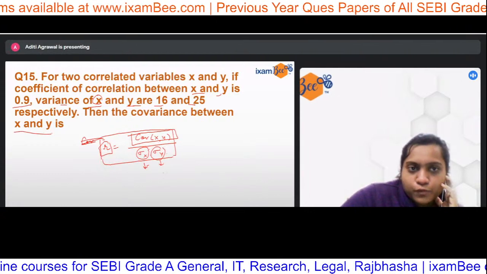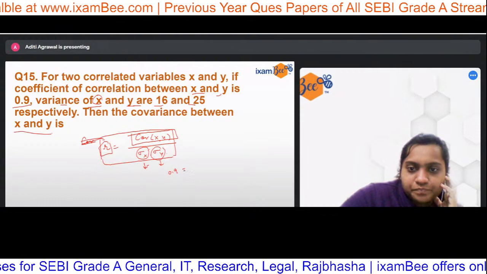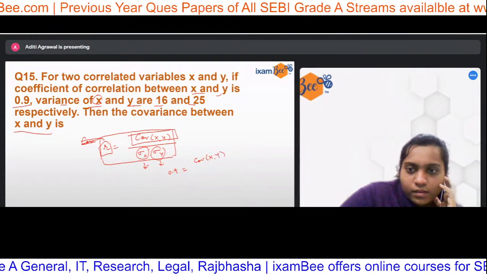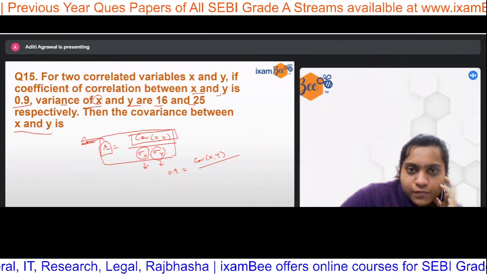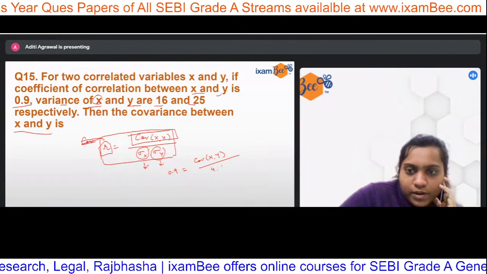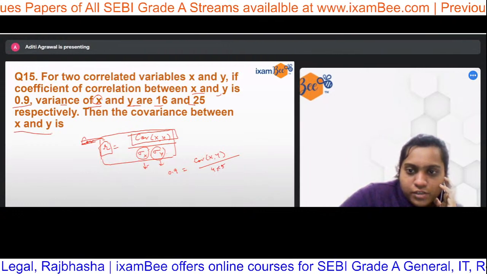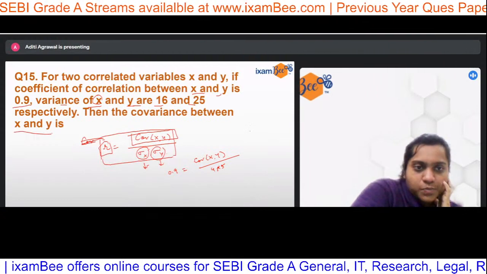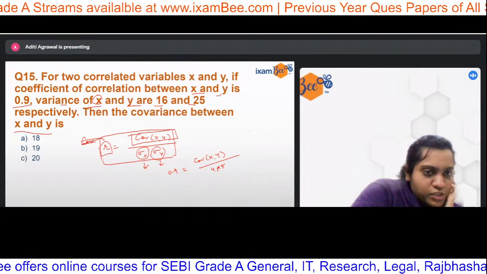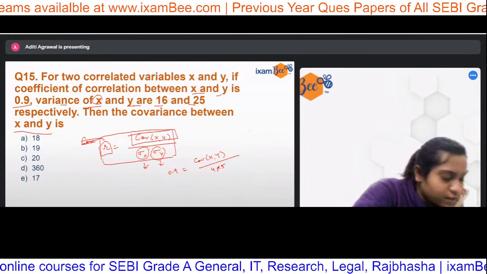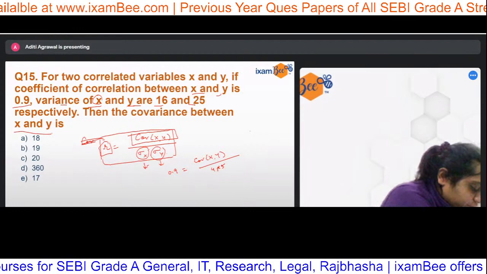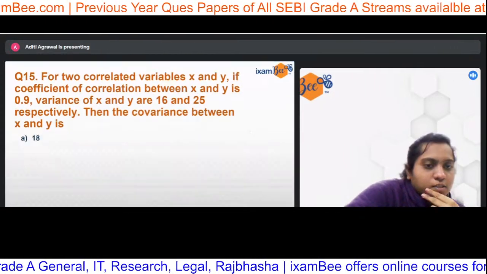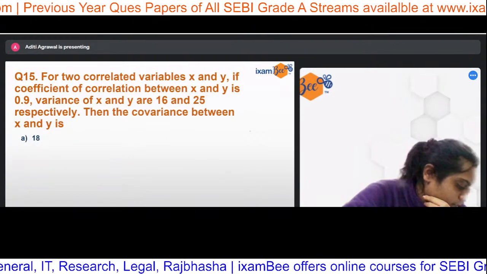So coefficient of correlation is what? 0.9 is equal to covariance between x and y, right, upon the standard deviation of x, which is 4, and the standard deviation of y, which is 5. 4 times 5. Now when you solve this, you'll get the covariance between x and y. The options are 18, 19, 20, 360, and 17, right? The correct answer is 18 in this case.